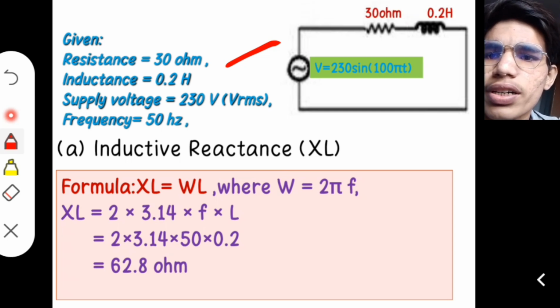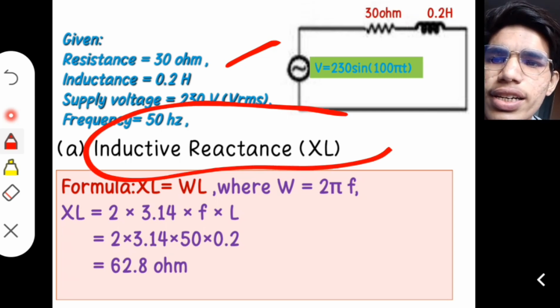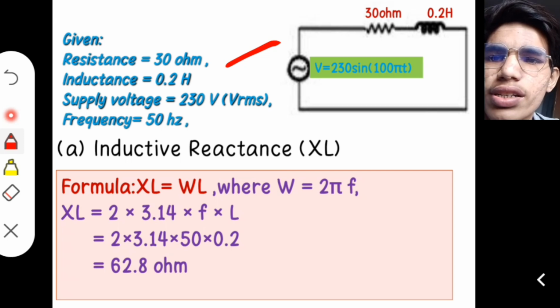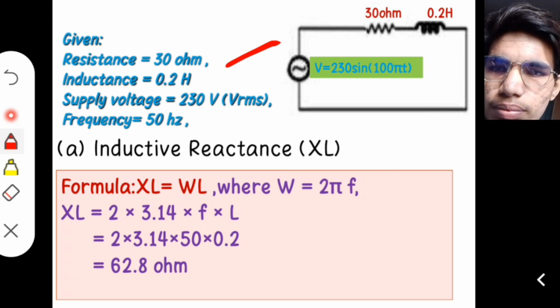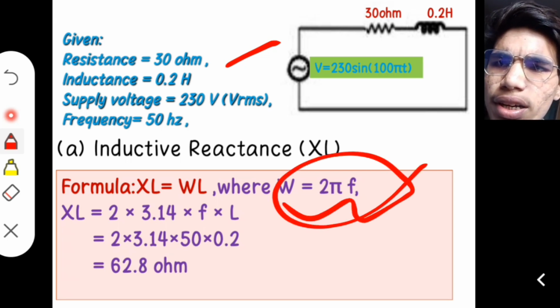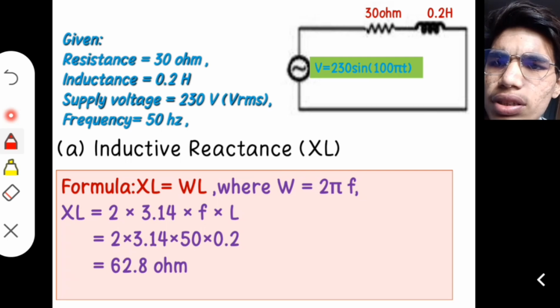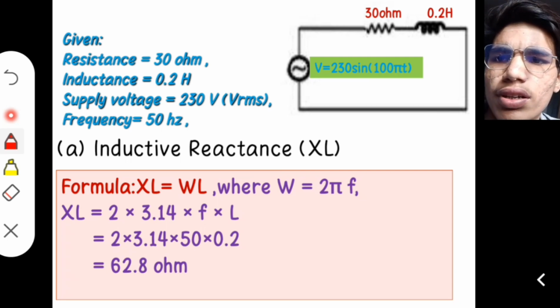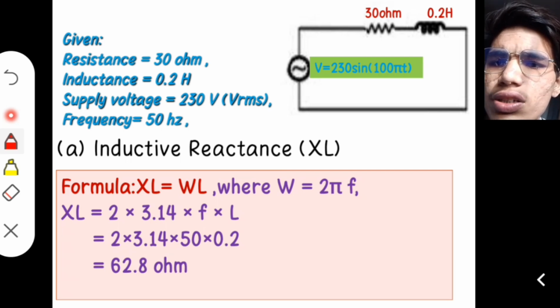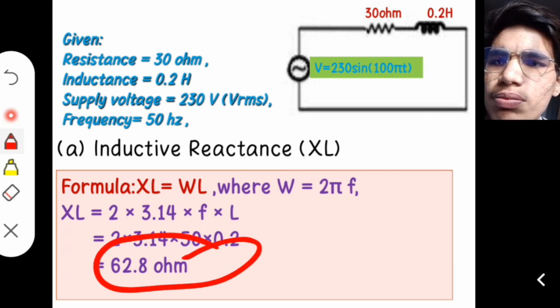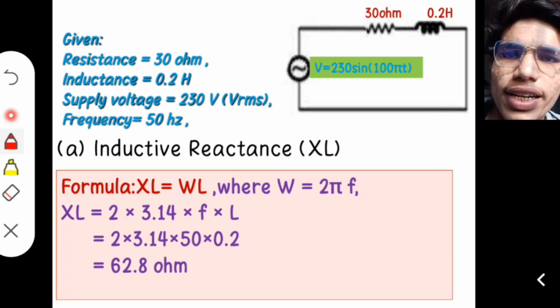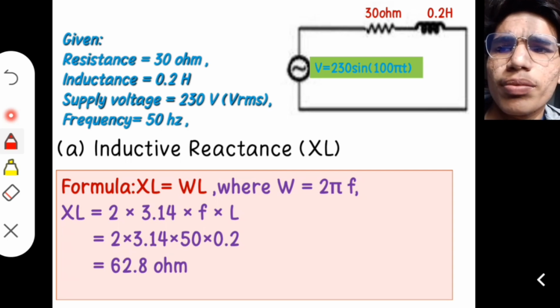So first of all, let's calculate the inductive reactance XL. The formula of XL is equal to omega L, where omega is equal to 2 pi into F. So on putting the value of 2 pi into frequency, you get XL is equal to 62.8 ohm. So question number A is done. Let's see question number B.